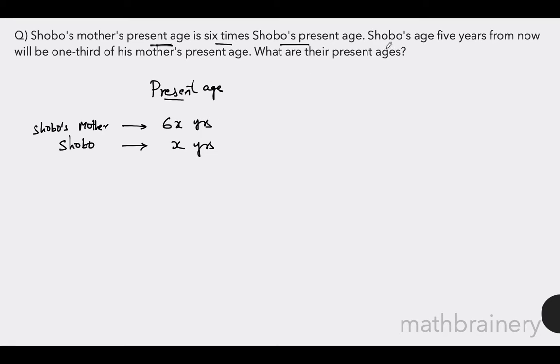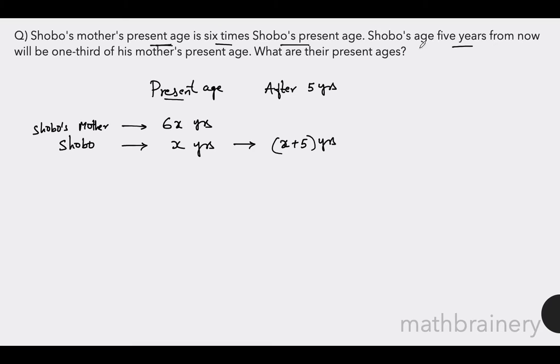Now the next condition is Shobo's age 5 years from now. That means after 5 years. After 5 years, what will be Shobo's age? Shobo's age now is x years. That is, present age is x years. After 5 years, what will be his age? It must be x plus 5 years, isn't it?